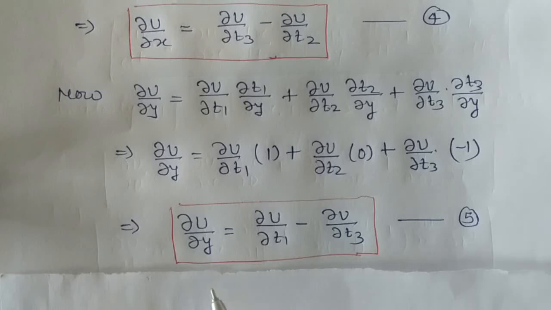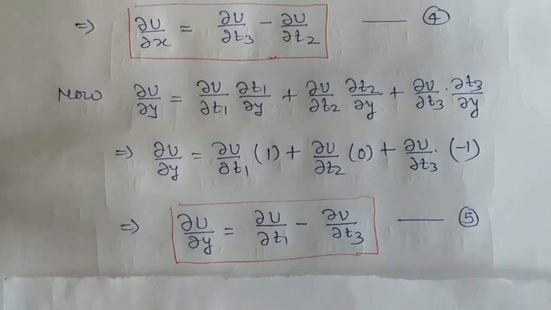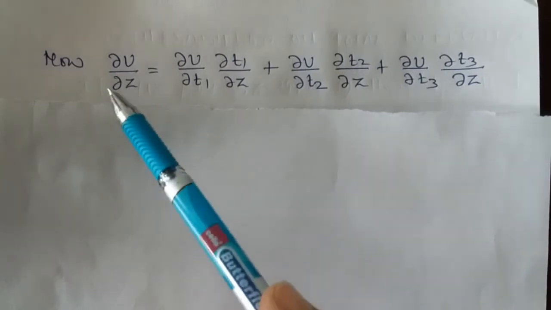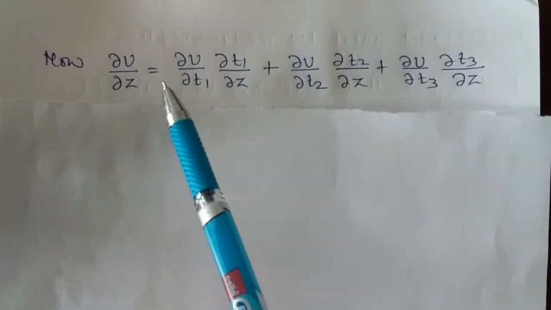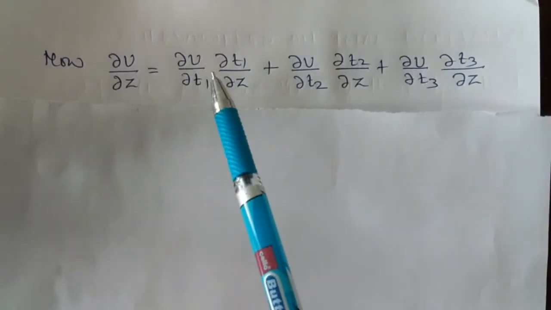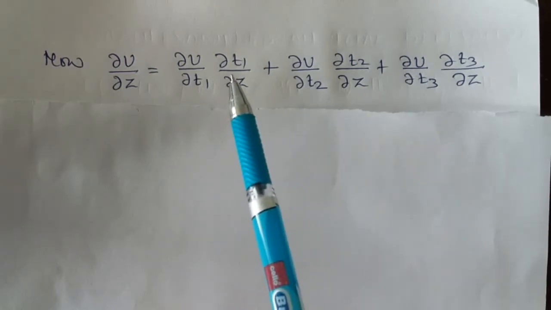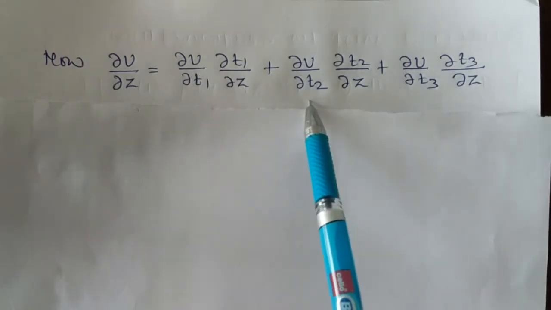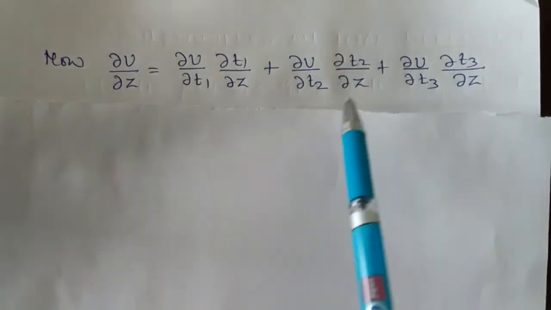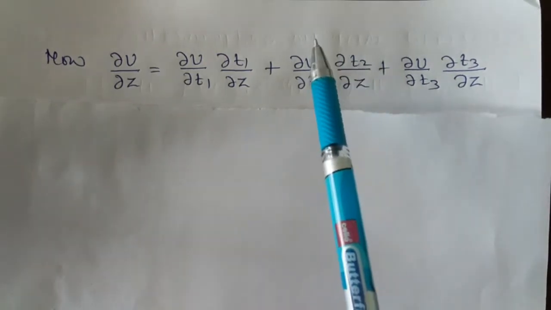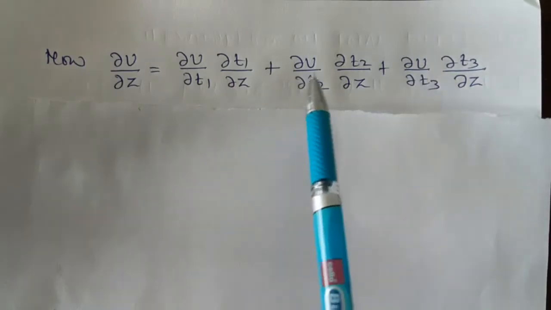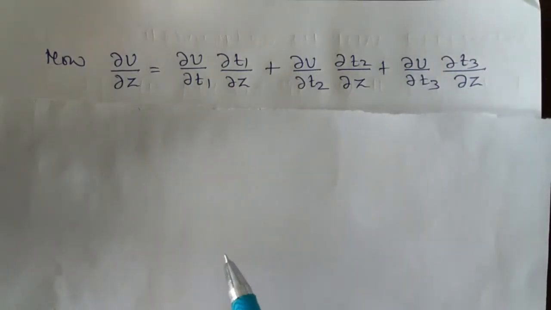Now we find del u by del z, the partial derivative of u with respect to z. So first we differentiate u with respect to t1, t2, t3, and t1, t2, t3 get differentiated with respect to z. So by the total derivative we get del u by del z is equal to del u by del t1 into del t1 by del z plus del u by del t2 into del t2 by del z plus del u by del t3 into del t3 by del z.